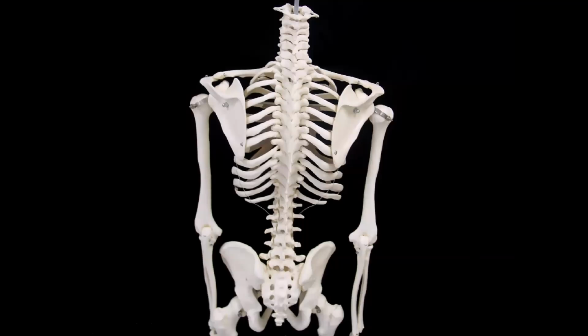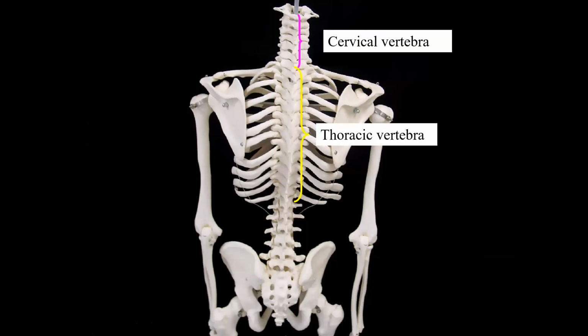Now, if we look at the back side, on the dorsal surface, we see the three sets of vertebrae. We have the cervical vertebrae, we have the thoracic vertebrae, and we have the lumbar vertebrae.